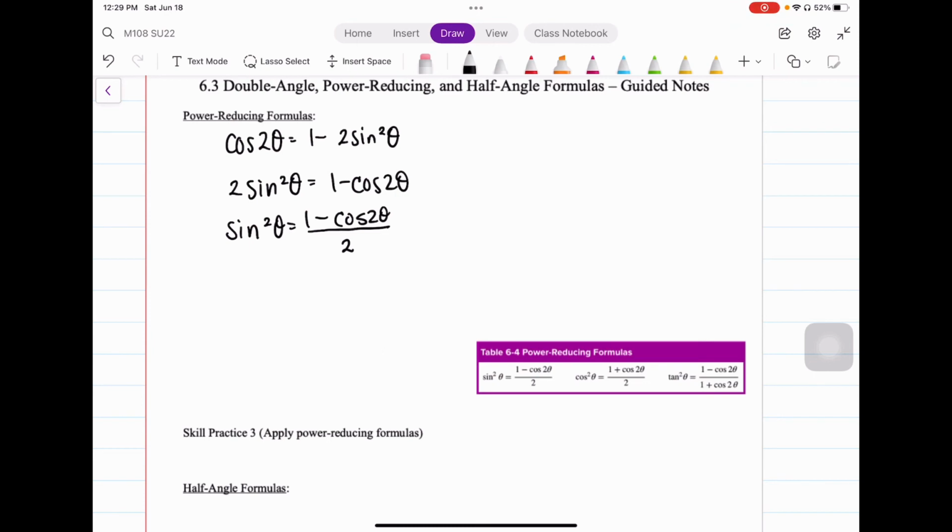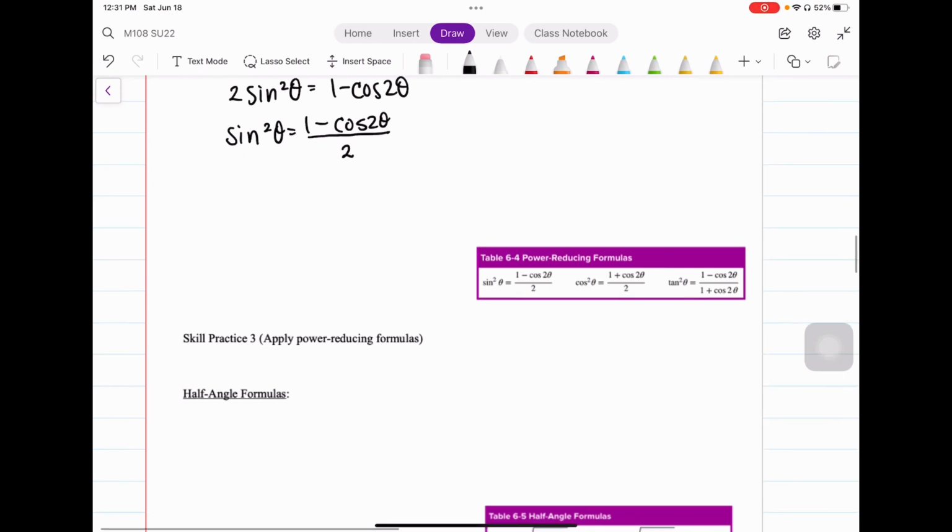We then have half angle formulas. And half angle formulas come from the power reducing formulas where we use our angle over 2 instead of theta. So let's try that for the sine of theta over 2. For half angle formulas, we're going to start with the power reducing formulas, and instead of theta, we're going to take alpha over 2.